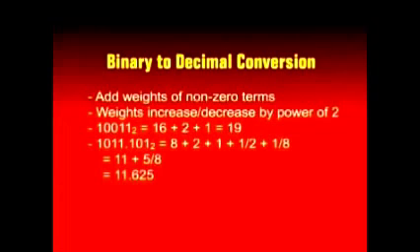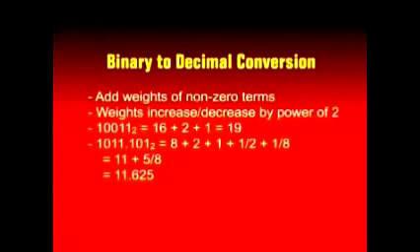Let's consider the fraction part. The bit to the right of the decimal point has a weight of 1/2. And the last bit has the weight of 1/8. So if you sum up all these terms, the answer is 11.625.